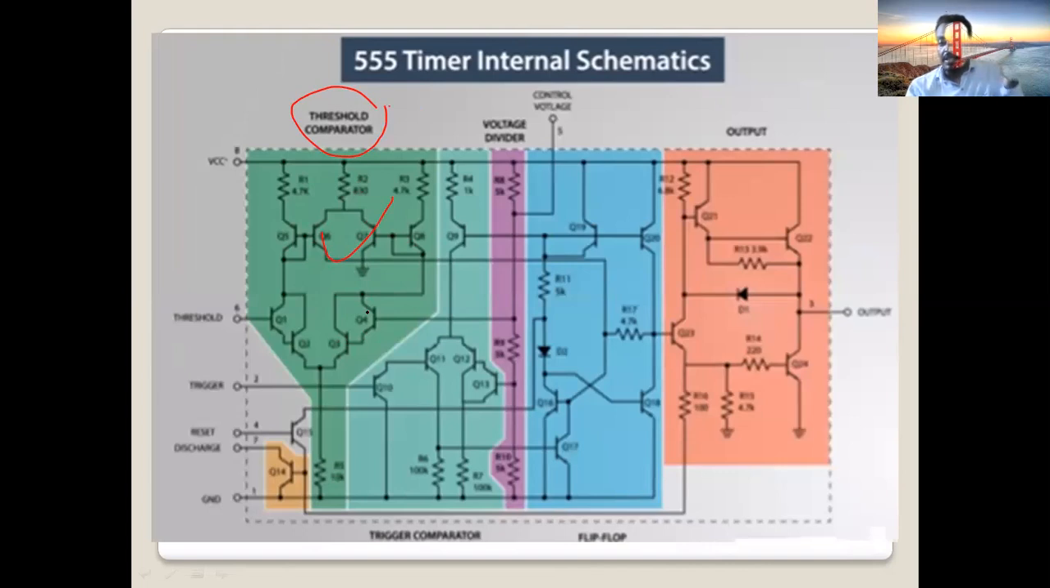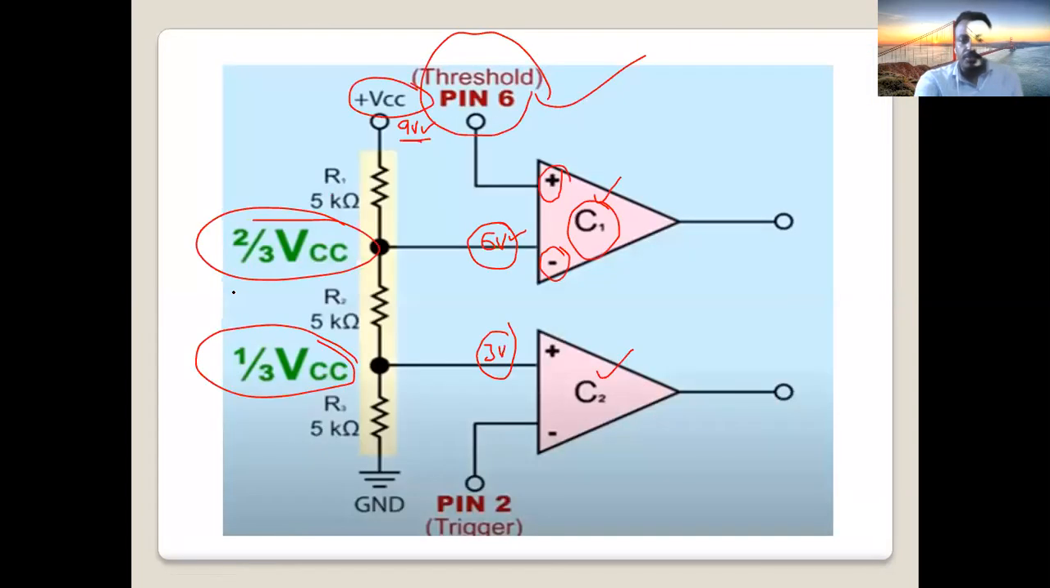Comparator C1 has how many inputs? 2 inputs. One input is pin number 6, as you can see here, from outside. Okay. What is the other input for C1? For C1, the negative input is from the voltage divider, the resistors. How much volt comes? 2/3 of the battery, 6 volt. Another input is the threshold input, pin number 6. So based on the input at pin number 6, the comparator C1 output can be high. High means we say what? Binary one, right? It will be one.